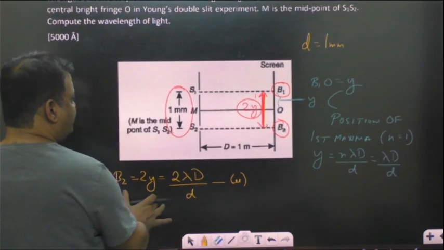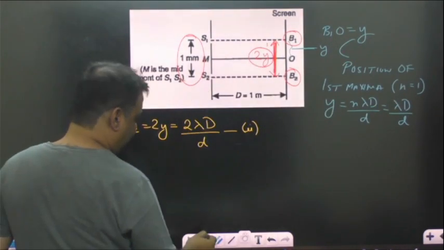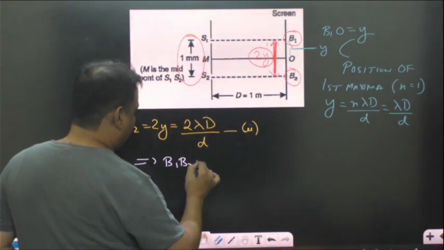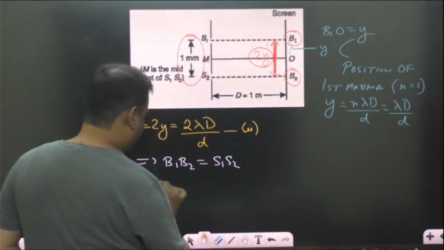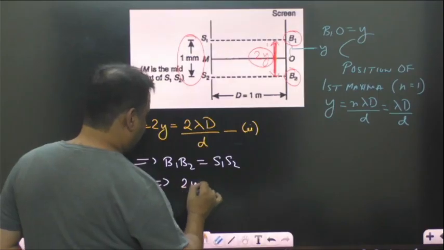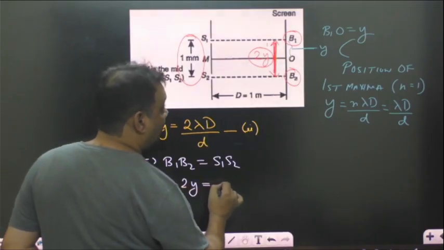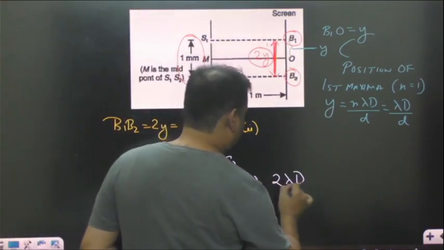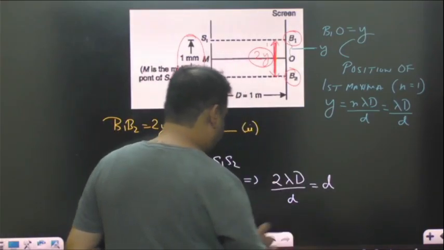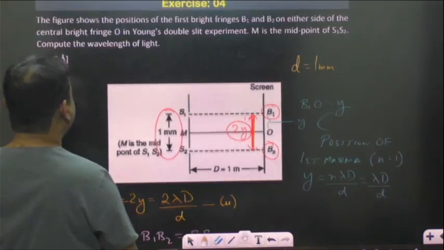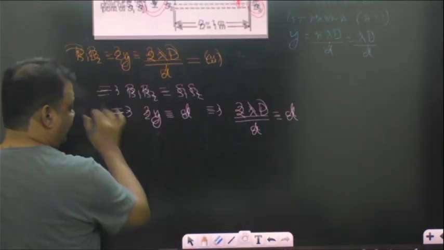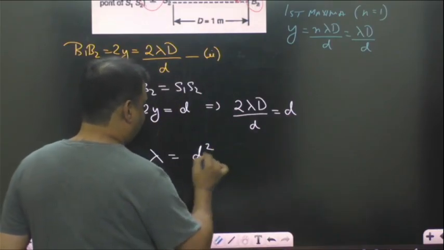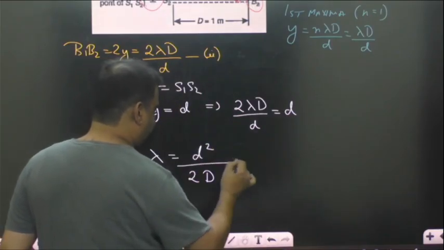Now what we need to do, we can equate 2y with small d. From the figure we can say B1, B2 is same as S1, S2. So it will imply that 2y is equal to what? Small d. So you will get 2 lambda capital D by small d is what? Small d. And what we have to find? We have to find the wavelength of the light. Make lambda as the subject. So lambda will come to be d square by 2 times of capital D.